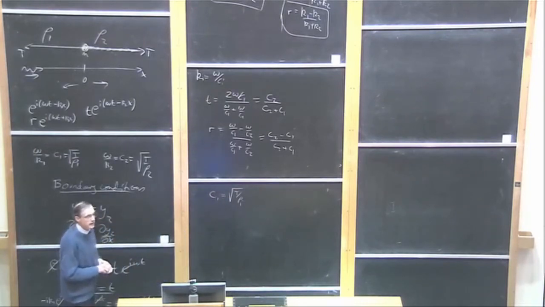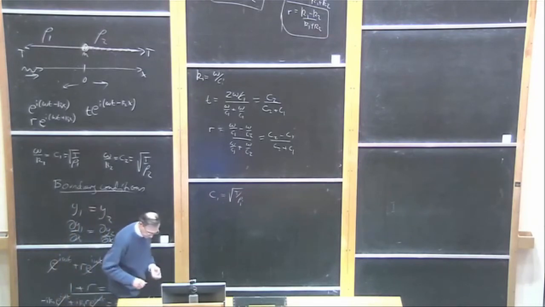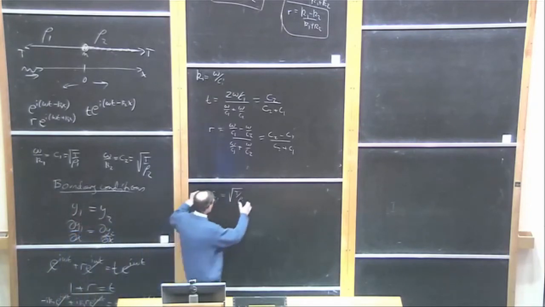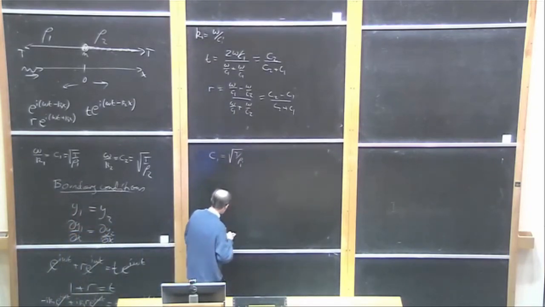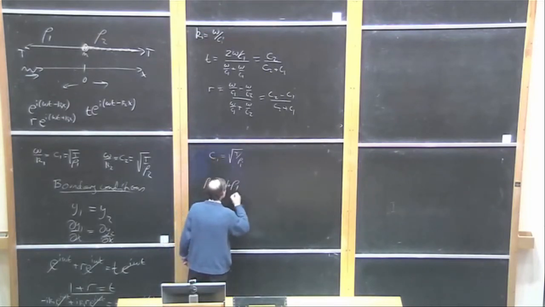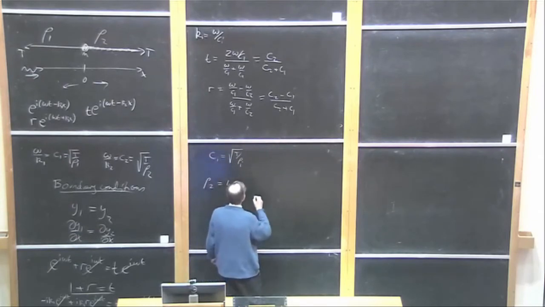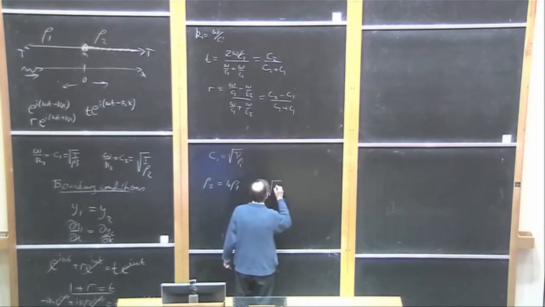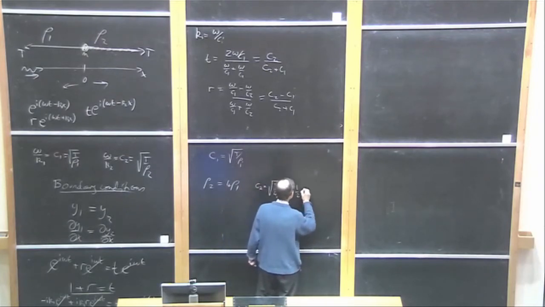Now, it's clearly not going to be sensible to try and get those the right way around. The only sensible thing to do is to remember how to work them out. So that's what you've got to do. So that's the structure of the thing. So let's just take a particular example. Let's take rho 2 is 4 rho 1, and that has the consequence that c2 is root T over 4 rho 1, which is 1/2 c1.